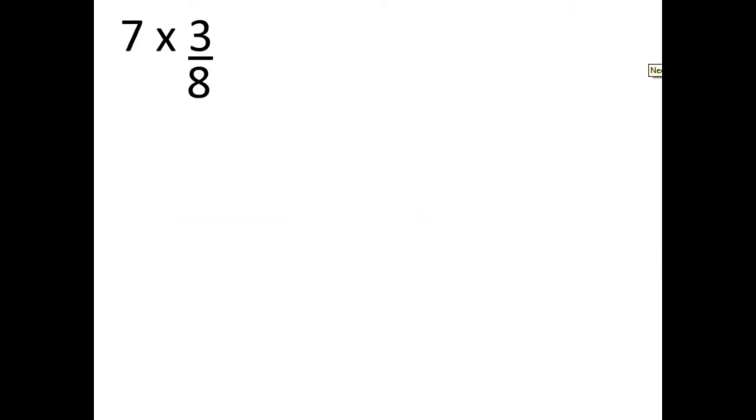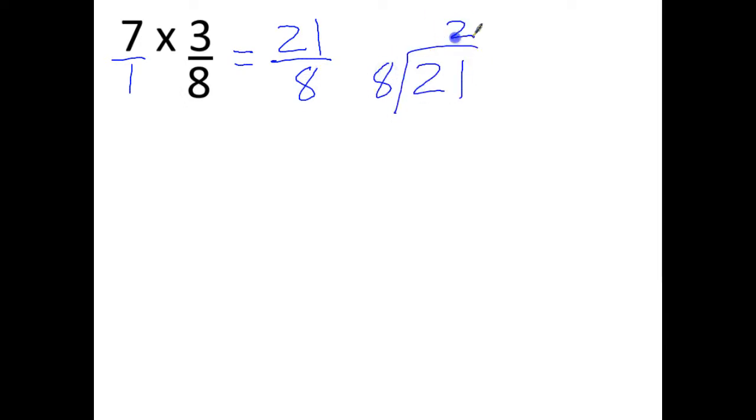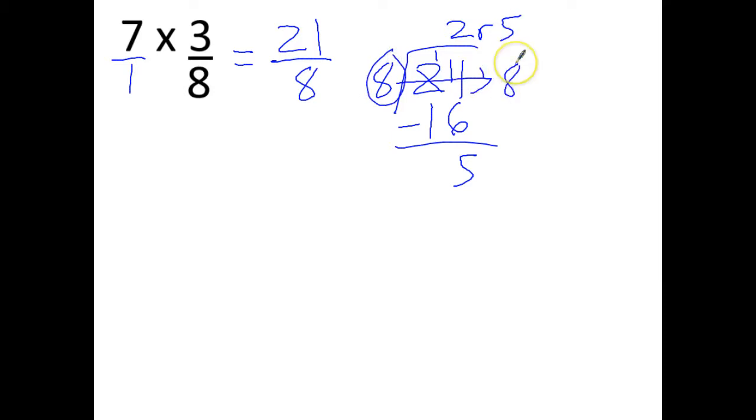7 times 3/8. Try it out. Step 1, 7 times 3 is 21. 1 times 8 is 8. 21 divided by 8 goes 2 times. 2 times 8 is 16. When I subtract, I'm going to have a 5. 2 remainder 5. And don't forget I'm bringing that 8 over. My answer would be big 2 and 5/8.